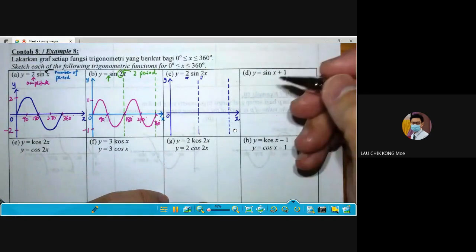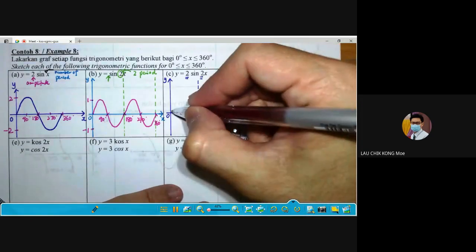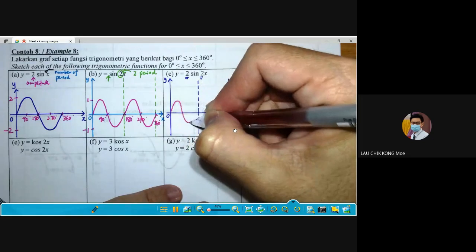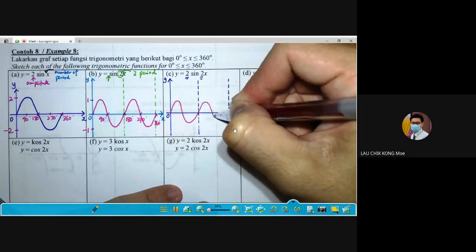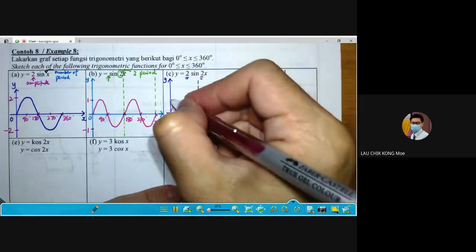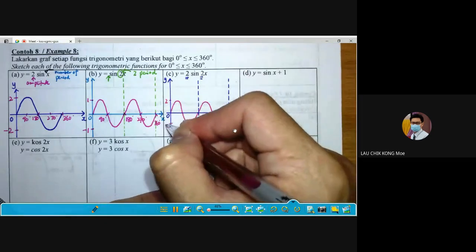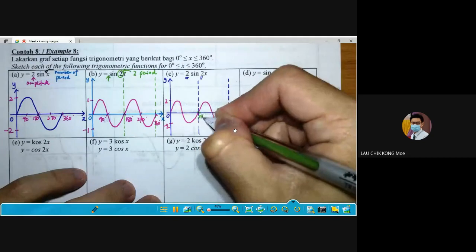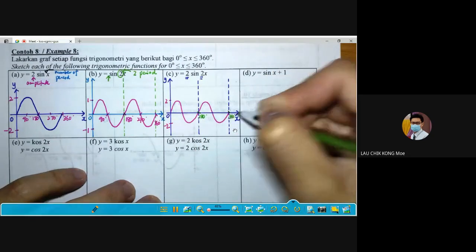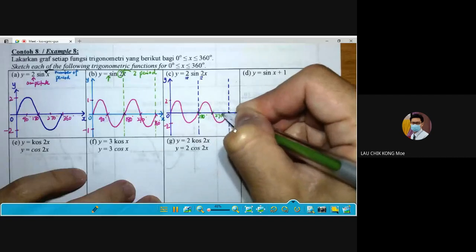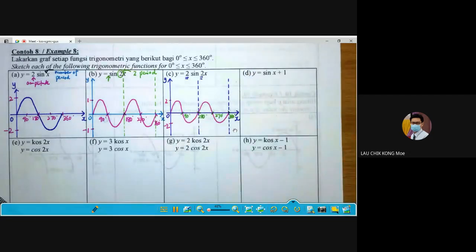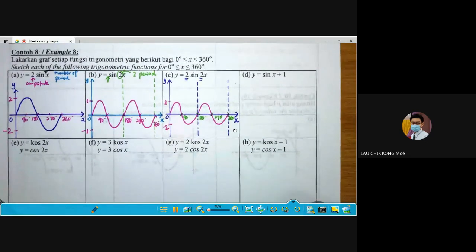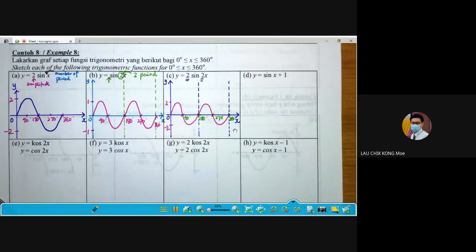So we start: 1, 2, 2 periods. And then the amplitude is 2, and -2. This is the graph. Even if it may be a bit off, it's okay. And then we set the angles. So this is 180 degrees, this is 360 degrees, and in the middle, 270 and 90. So these are the 4 main angles. We only need to set 4 main angles.